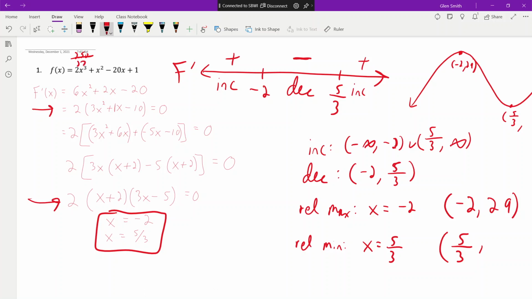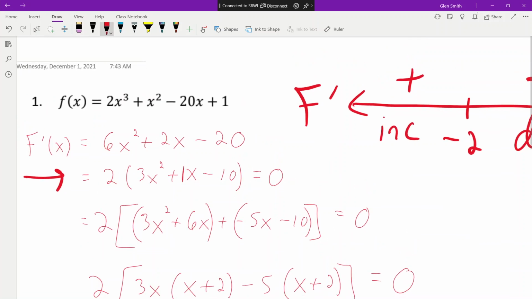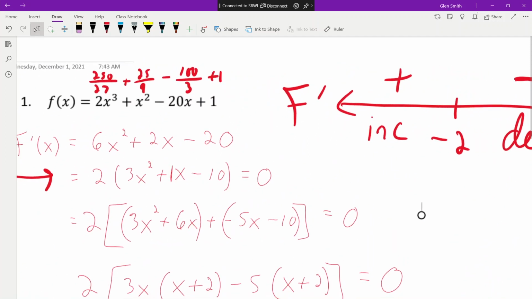It's 250 over 27. Let me write that a little better. I'm just plugging in 5/3 into f to see what the y value is there. So it's 250 over 27 plus 25/9, because it's 5/3 squared, minus 5/3 there, minus 100/3 plus 1. And the common denominator is what, 27?